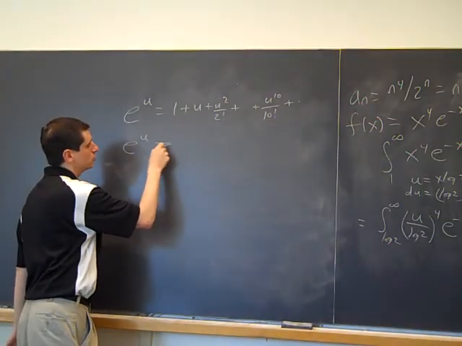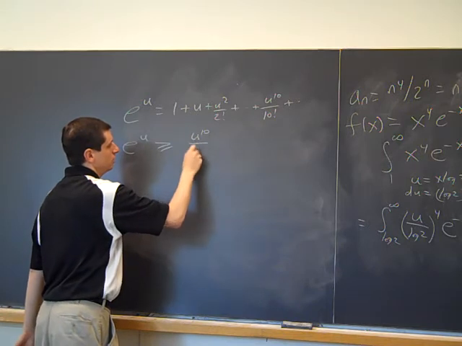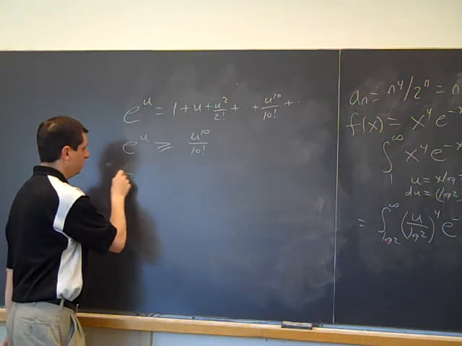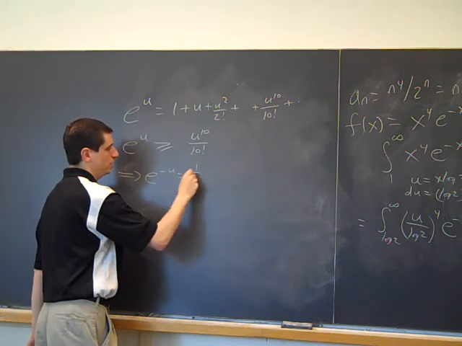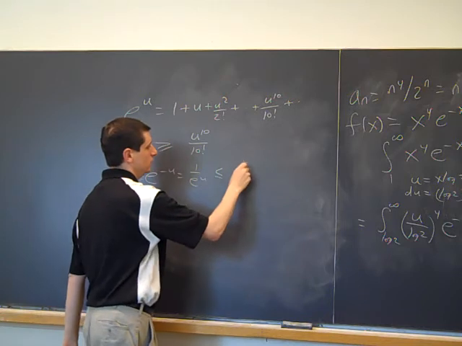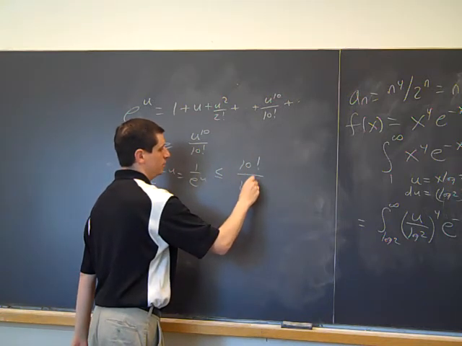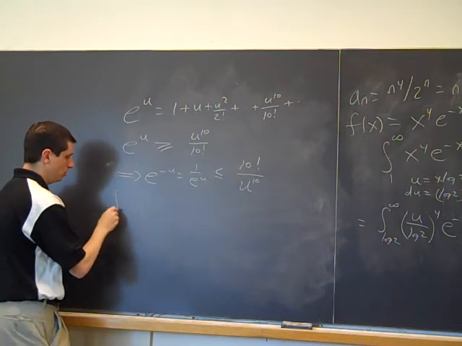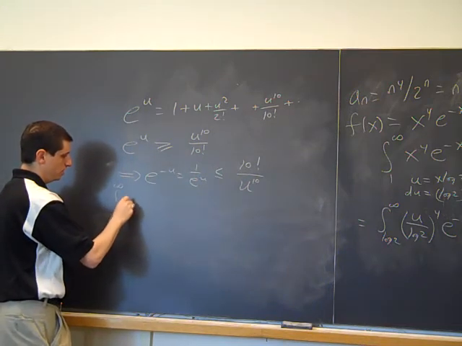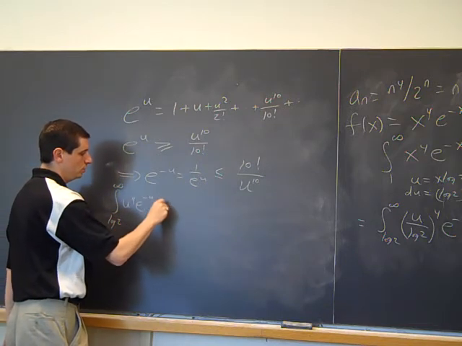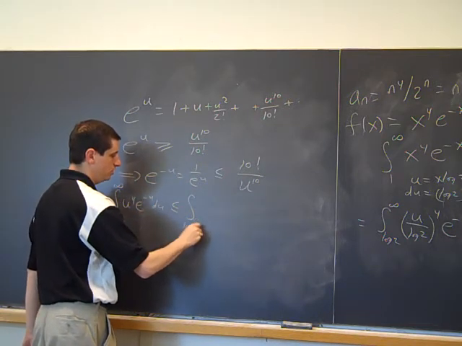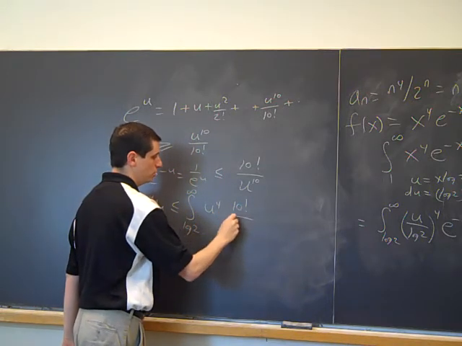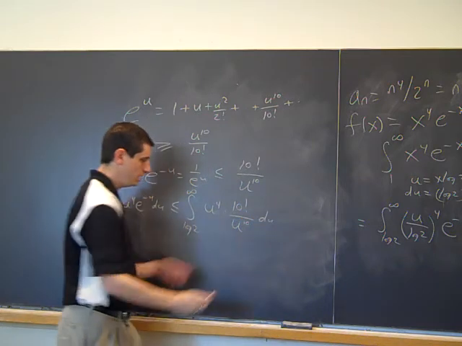e to the u is greater than or equal to u to the 10th over 10 factorial. Therefore, e to the minus u, which is 1 over e to the u, is less than or equal to 10 factorial over u to the 10th. Now, my integral from log of 2 to infinity of u to the fourth e to the minus u du is less than or equal to the integral from log of 2 to infinity of u to the fourth times 10 factorial over u to the 10th du. Hey, what does that integral look like?